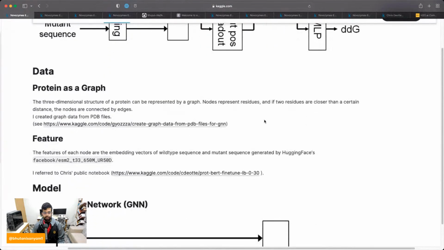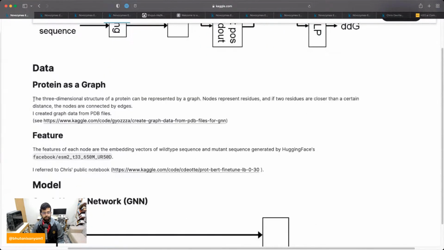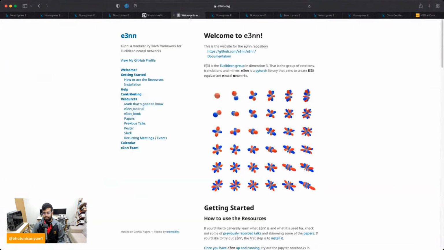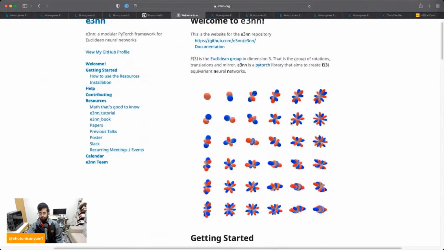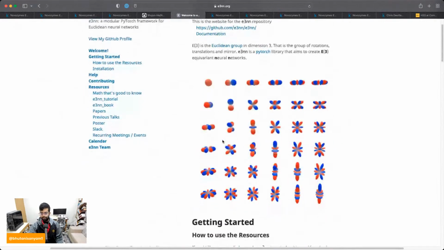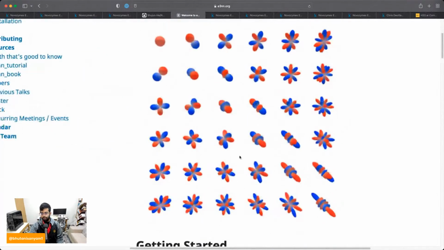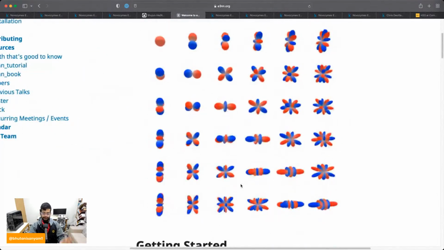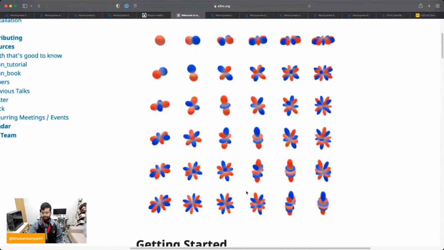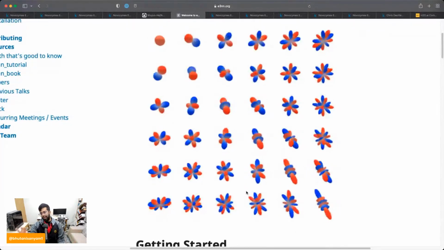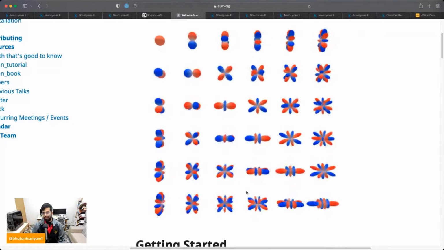So let's read through this and try to understand this. The three-dimensional structure of a protein can be represented as a graph, and Shujin, who had finished sixth, had used one notebook that we look at, or one approach that we looked at. But you can imagine proteins to be something like this. I'm not going to go into exact details of whether this is exactly right or not, but they're something like this. They're rotating in 3D space.